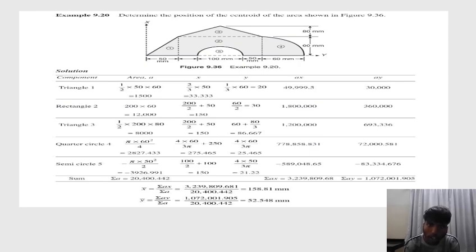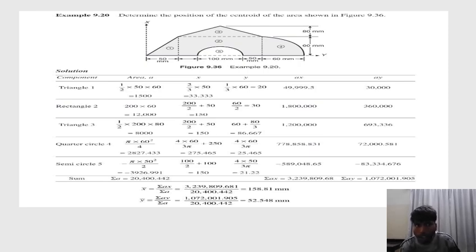Now summation of ax: triangle means 49.9, rectangle is 1.88, and triangle is 1.200. Now the quarter circle is 778.85. For summation of ax, you have to multiply each area with its x value, and we get answers like this. Similarly for the rectangle, triangle, and quarter circle. Now the semicircle is like this. The semicircle answer for ax is minus 589.048.